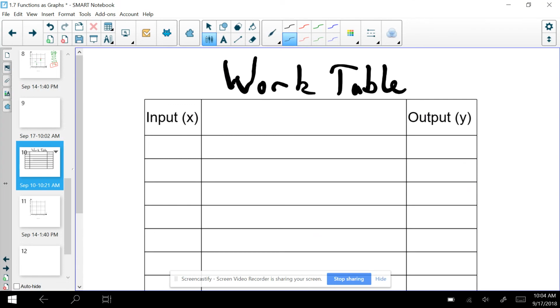All right, we're taking a look at setting up a work table and then plotting those points onto a graph. This is our work table. We've already done a couple examples in class. We're going to do another one right here. I'm going to write in an equation, y equals, and let's make it something like y equals 5x plus 1.